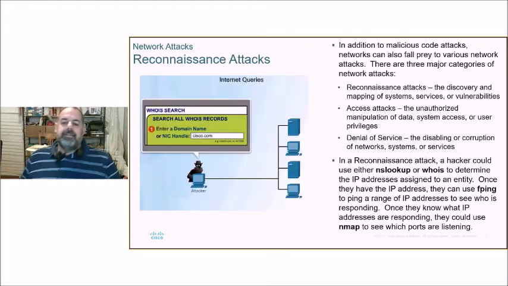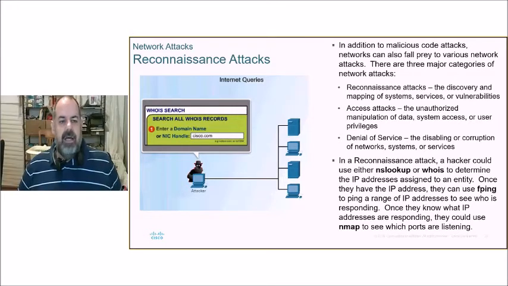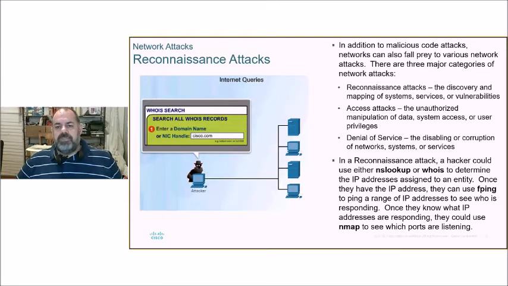Okay, so the way most attacks start is by reconnaissance. Networks can fall prey to various network attacks. There are 3 major categories: reconnaissance, access and denial of service attacks. A reconnaissance attack is where a hacker could use either NSLOOKUP or WHOIS to determine the IP address assigned to a particular entity, and then from there they can start using fping to ping a range of IP addresses to see who is responding.